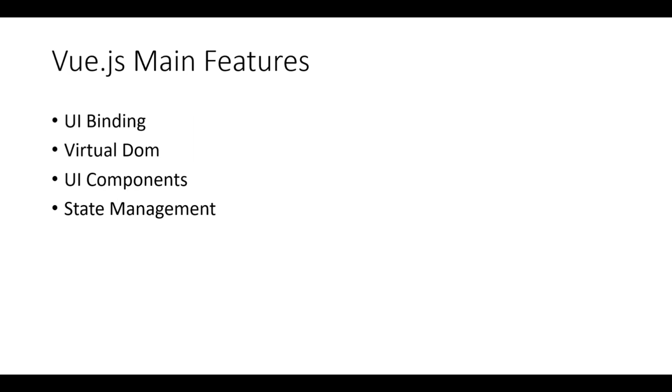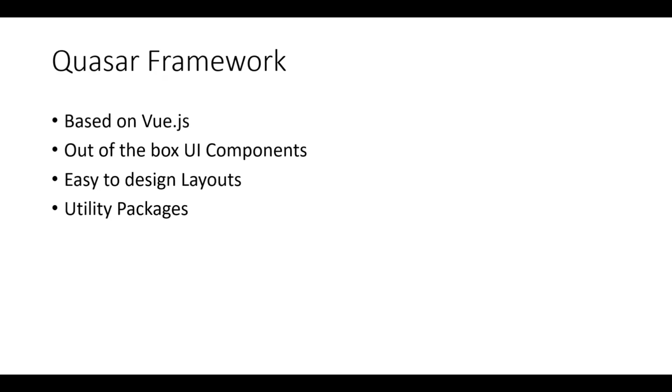Main features which are provided by Vue.js are UI binding, virtual DOM to improve performance, mechanism to build UI components, and the state management. Quasar framework is based on Vue.js to make our job much easier by providing various features out of the box. For example, it provides numerous UI components, helps to design layout, and some utility packages.